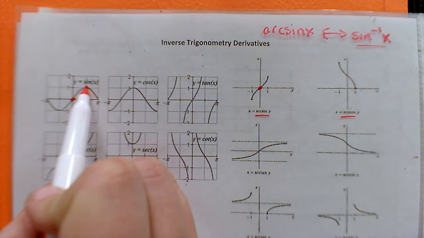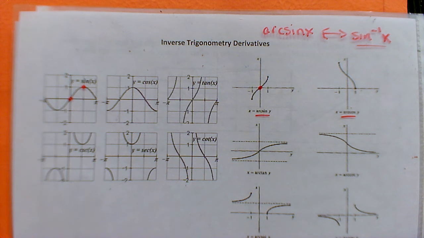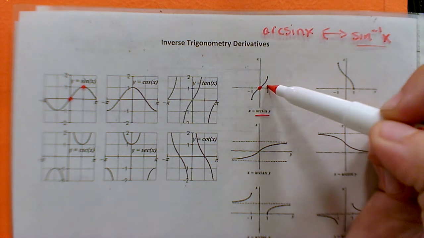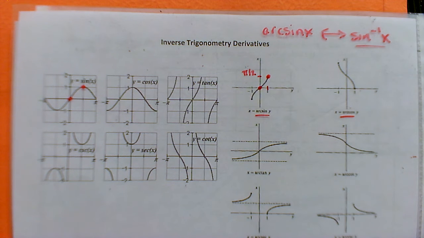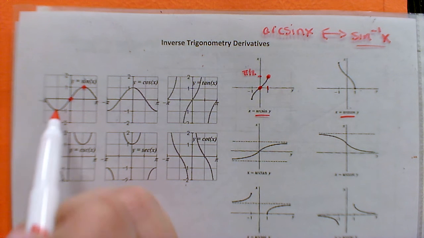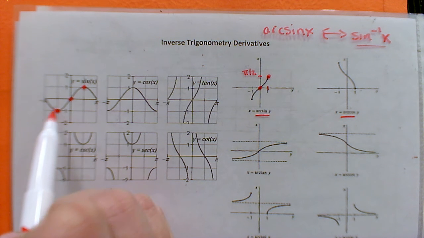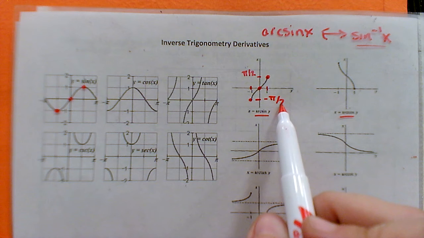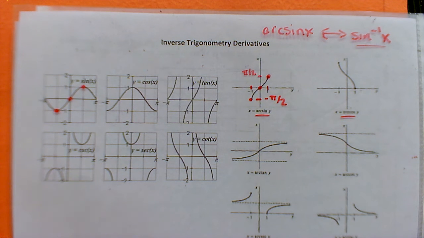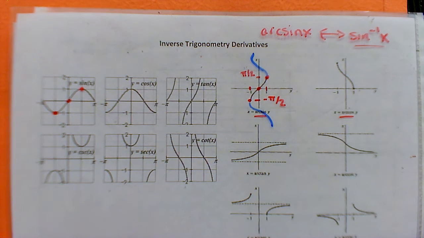Notice how this maximum is at pi over 2, comma 1. So if you switch that, you would be at 1, comma pi over 2. Maybe you wanted to go the other way. This minimum right here is negative pi over 2, comma negative 1. So if we switched it, we would have negative 1, comma negative pi over 2. Now if you kept going, this inverse graph would also be a wave. Okay, so you would be able to fill it in kind of like that.